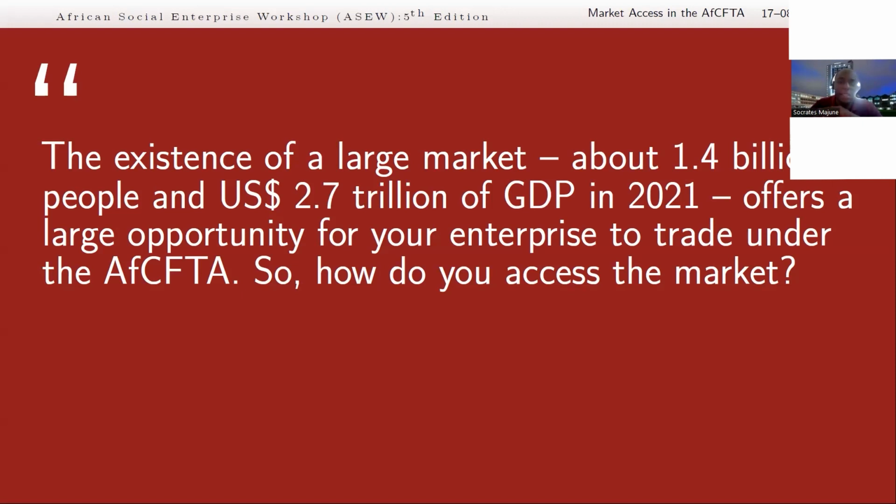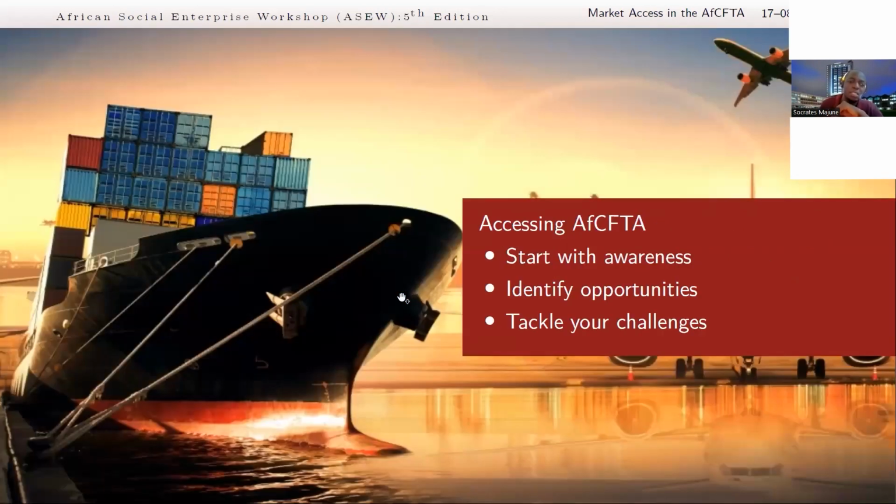So ideally, the existence of a large market of about 1.4 billion people and $2.7 trillion in terms of GDP, as of 2021, offers a large opportunity for your enterprise to trade under the African Free Trade Area. So the question is, how do you access the market? And for you to access this market, it's better that you now understand three key things.